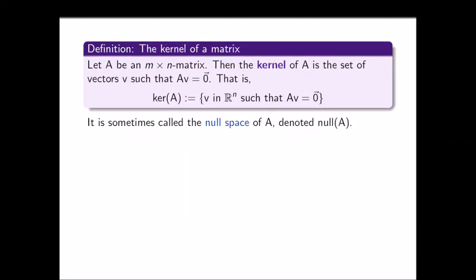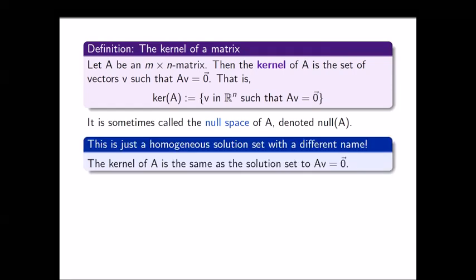Okay, so let's move on to the next thing on the menu, that is the definition of the kernel of a matrix. So if A is an m by n matrix, then the kernel of this matrix A is the set of all vectors v that satisfy A times v equal to the zero vector. The kernel is also called the null space of A sometimes. But note that the kernel of A, just by definition, is exactly the same as the solution set to this homogeneous system of linear equations.